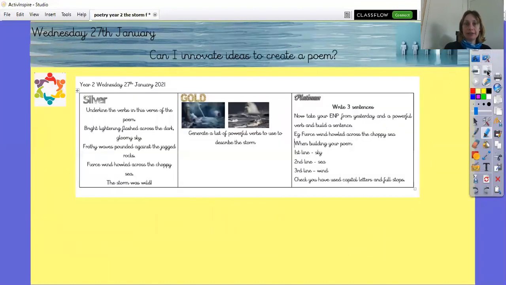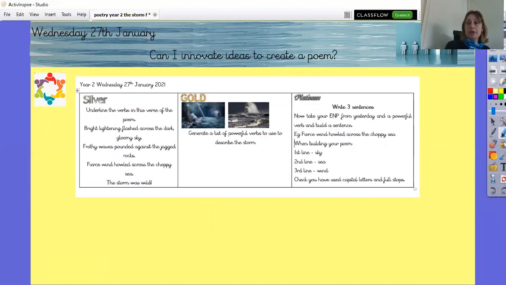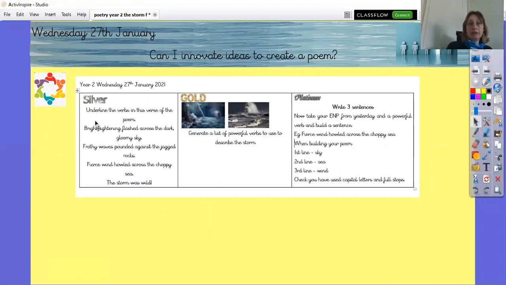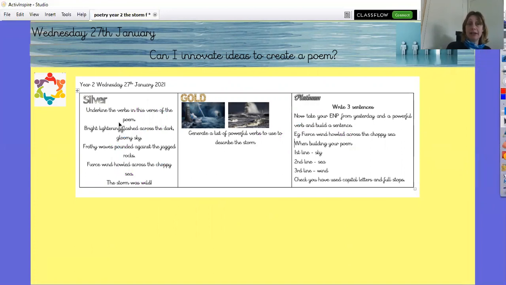Okay, let's have a look. So this is what I'd like you to do today. To start with, I'd like you to copy this out in your neatest handwriting and then underline the verbs that we've got in here. So it's that first verse from the poem which I've just modelled with you. So find the verbs in that piece of writing.